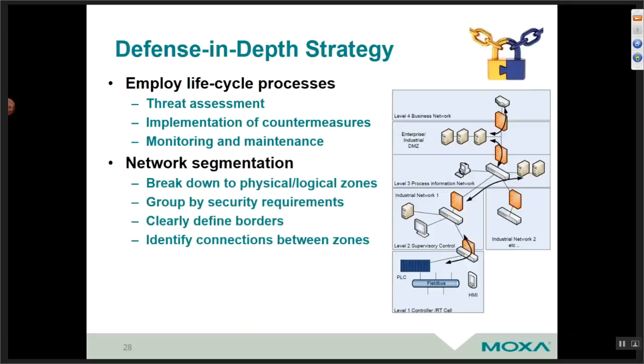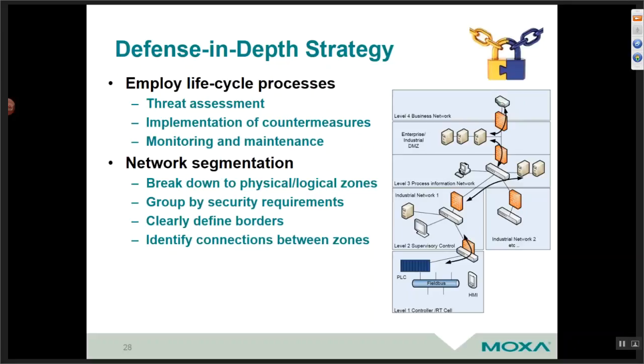From a network segmentation breakdown, there are a few things you can do to help keep things more secure, and that is to segregate your network according to roles or zones. This basically has four possibilities. One, you can break down into physical or logical zones, meaning you can do something like a plant floor, if it's a small facility, and an office floor being two different zones, or if you have several manufacturing lines, each manufacturing line being its own logical zone. You can group them by security requirements.